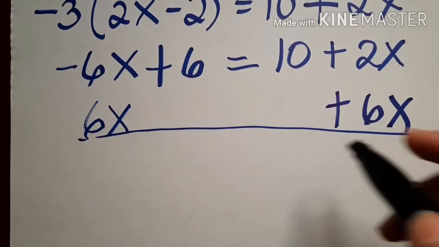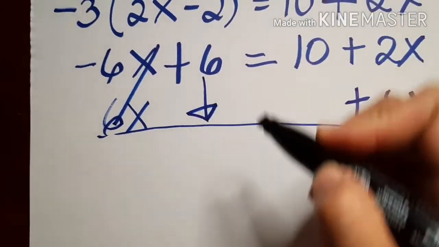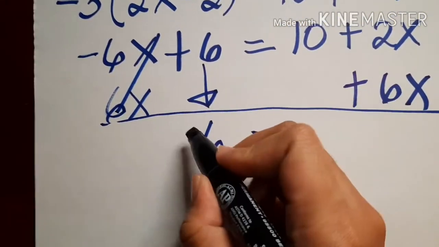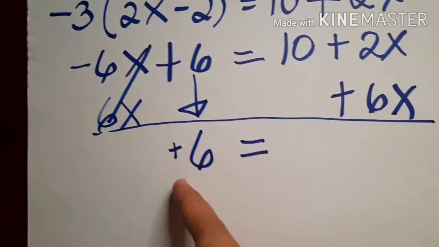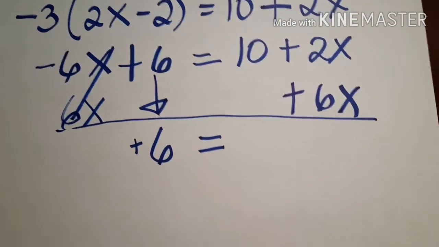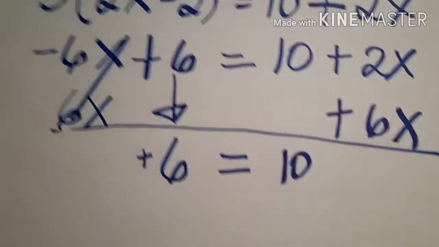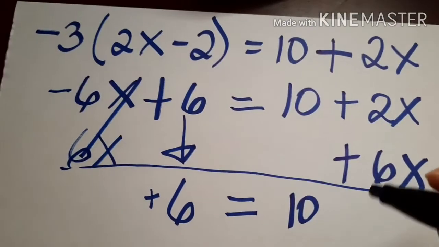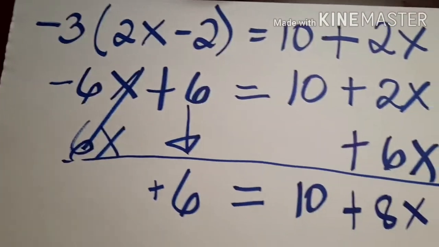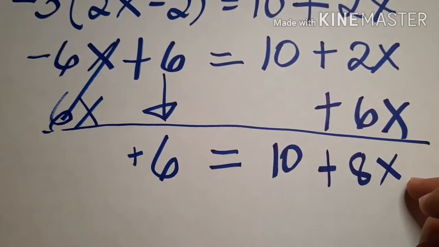So what's left with me? This would be cancelled out. I need to put this one down. That's 6. Don't forget the equal sign, and do not forget that this one is positive in here. So you will not forget, carry the sign with it. Okay, so here, that's 10. And what's 2 plus 6? That would give us 8. And then the variable x. So I'm left with 6 on the one side, 10 plus 8x here.